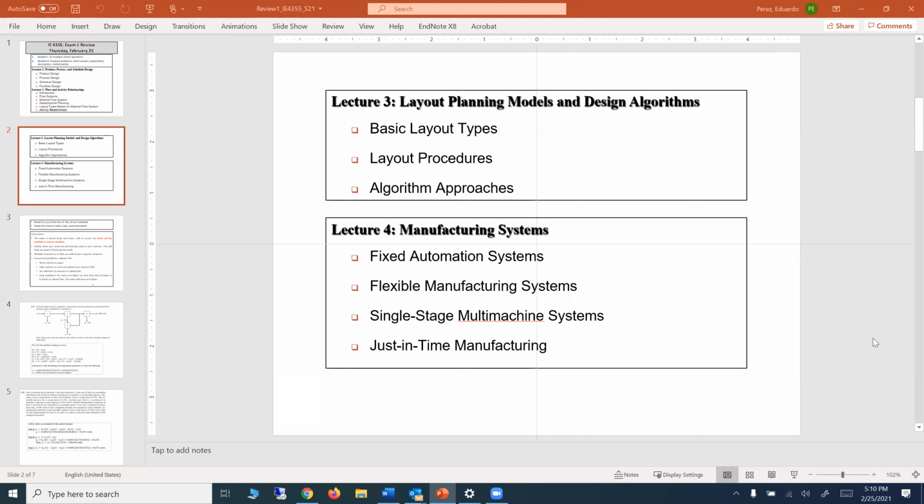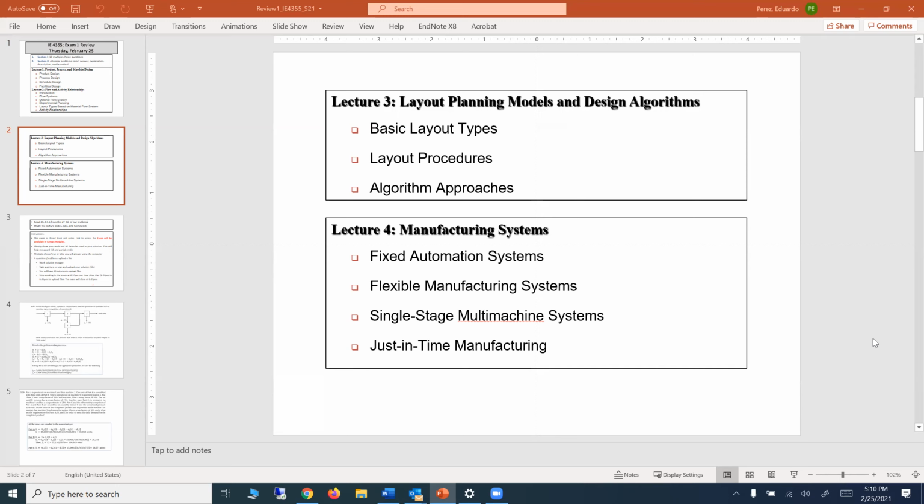In this last assignment, you have multiple practice problems for the different layout planning models, algorithms, and layout procedures. Some of them rely more on the graphical aspect, and some of them are more into computations. You should be familiar with both types of approaches in terms of the type of questions that you should expect for the exam.